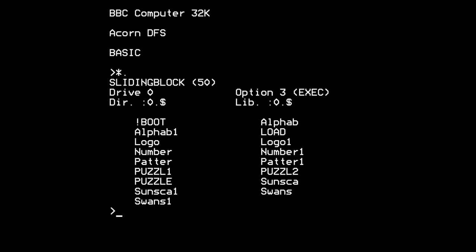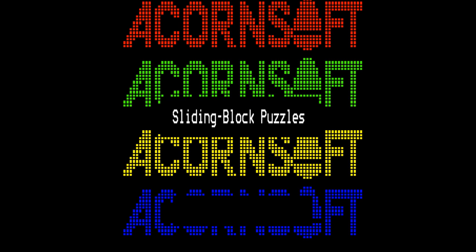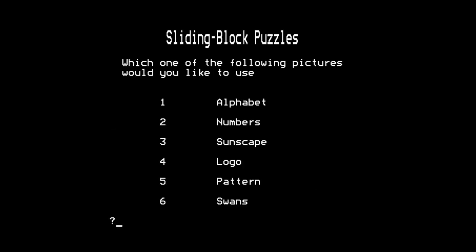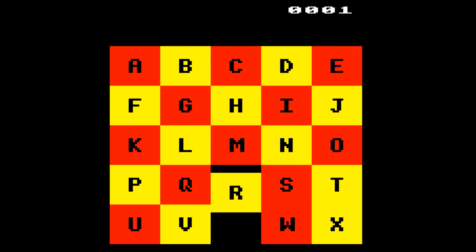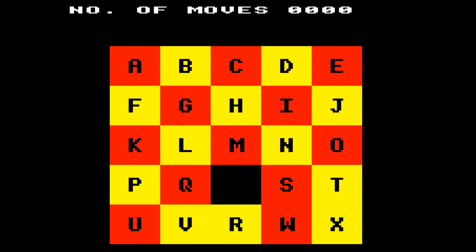But anyway, let's have a look at these sliding block puzzles. I thought something very, very simple for this one. So we'll go for the alphabet, and it's not the most user-friendly looking thing. I'll pick two here because I don't want it to mess it up too much. This yellow and red and very blocky letters is not the nicest thing to look at.